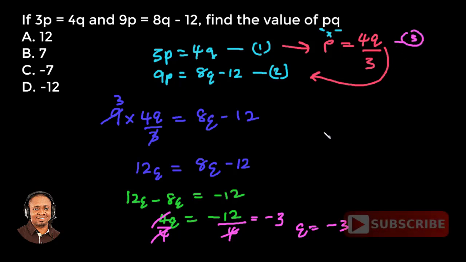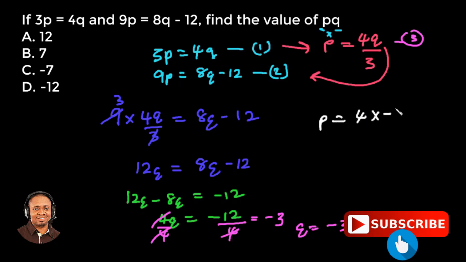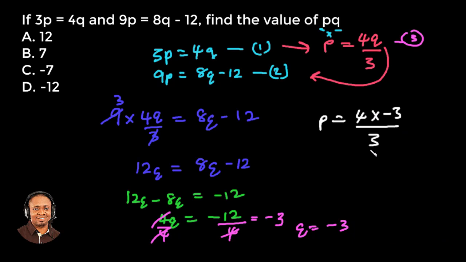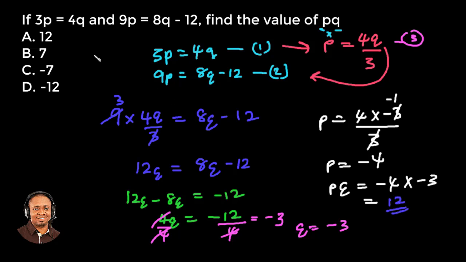In equation 3, so this is what is going to happen. We're going to have p equals 4 times minus 3 over 3. Okay, so 3 cancels 3 and we're going to have minus 1. So 4 times minus 1, we're going to have p equals minus 4. So the value of pq will now be equal to minus 4 times minus 3, isn't it? Good. So we're going to have the final answer as what? 12. Good. So our answer option A is the right answer.